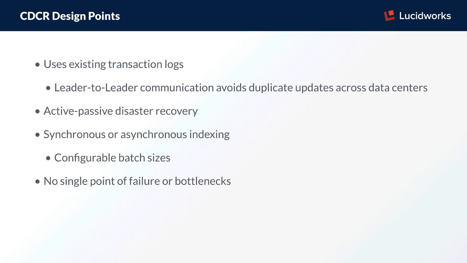It is active passive, which means that the replicated data center is not meant to be actively updated or queried. And it can support asynchronous or synchronous indexing, meaning the updates can happen in batches that you can define, or could happen in more real-time settings. And it's really designed as a system that has no single point of failure or bottlenecks.